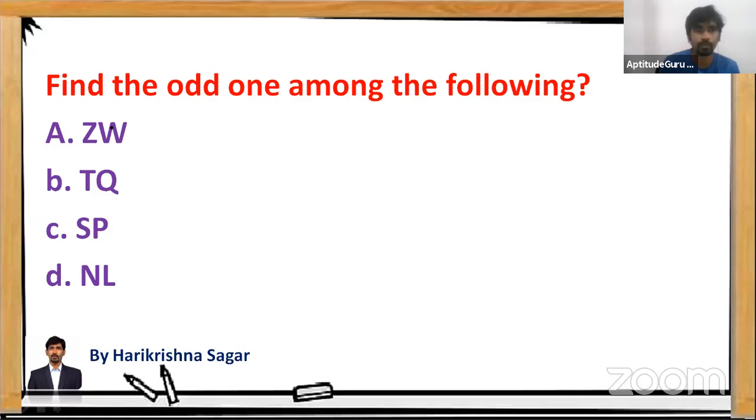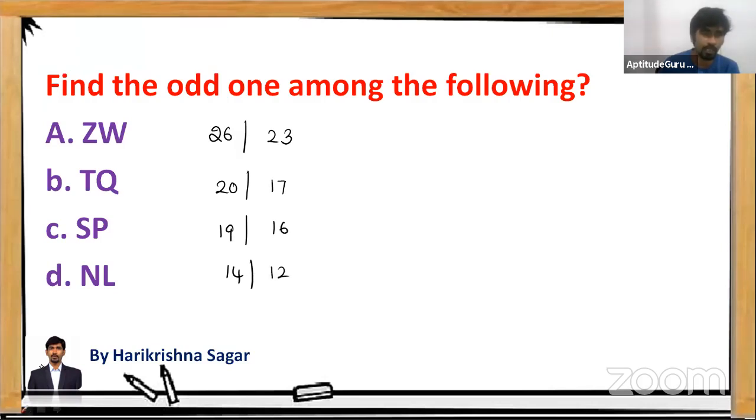ZW, which of the following is odd man out? Odd man out. ZW. What is Z? 26. What is W? 23. So what is T? 20. What is Q? 17. What is S? S is 19. What is P? 16. What is N? N is 14. What is L? L is 12.